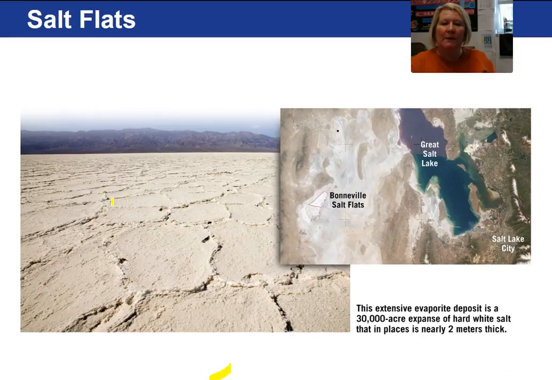Some of you may be familiar with the Bonneville Salt Flats in Utah. The Bonneville Salt Flats exist as a remnant of the Great Salt Lake. This lake used to be much larger and was called Lake Bonneville, and through time has evaporated down to its current size. The salt in this area can be 2 meters thick.